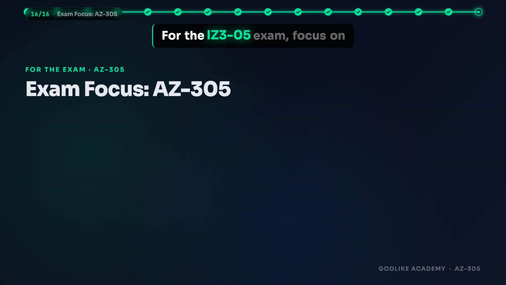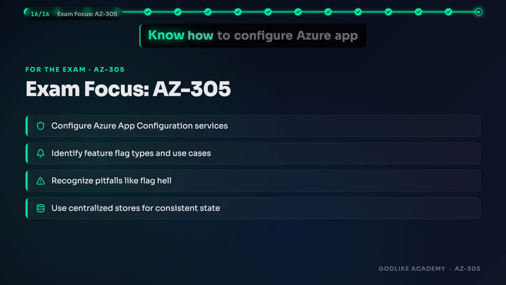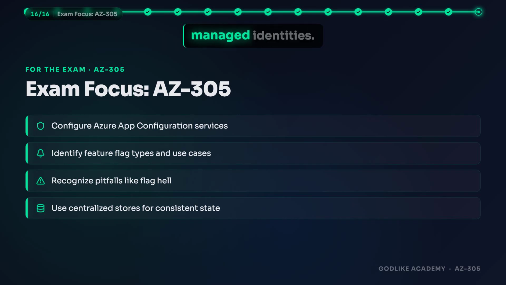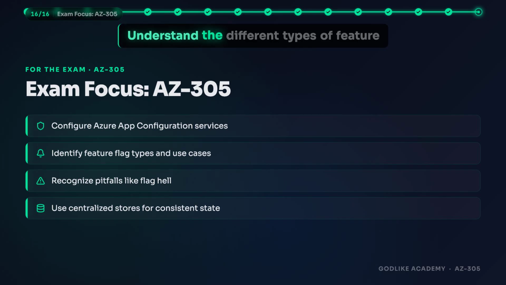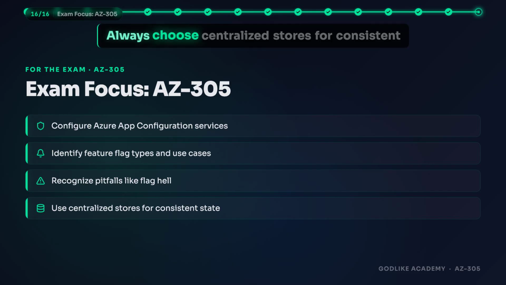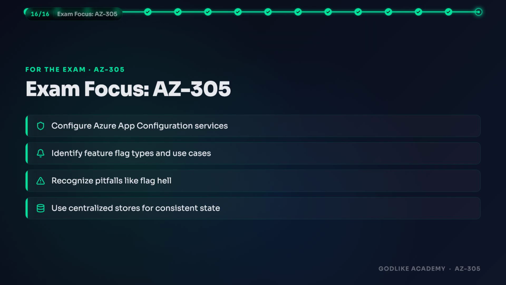For the AZ-305 exam, focus on these key areas immediately. Know how to configure Azure App Configuration and manage secrets securely using managed identities. Understand the different types of feature flags and their specific use cases. Be prepared to identify pitfalls like flag hell and performance impacts from excessive config calls. Always choose centralized stores for consistent state across distributed systems to avoid data inconsistency during failover events.